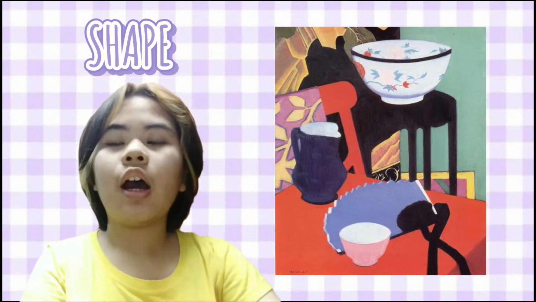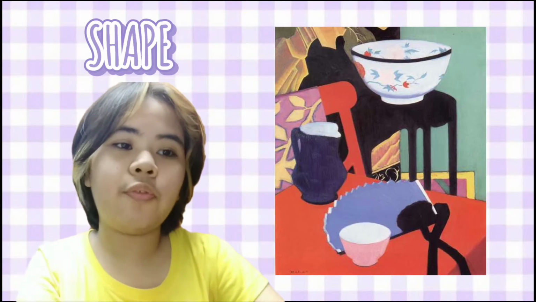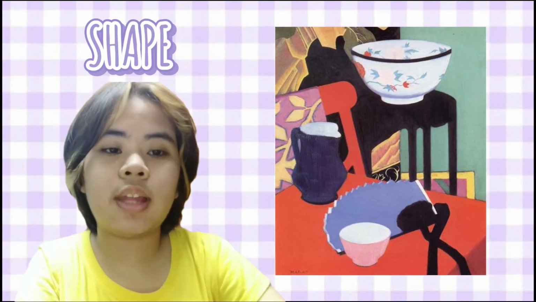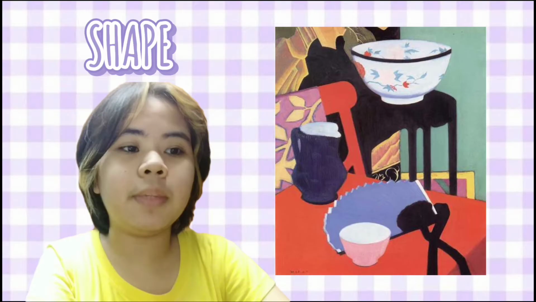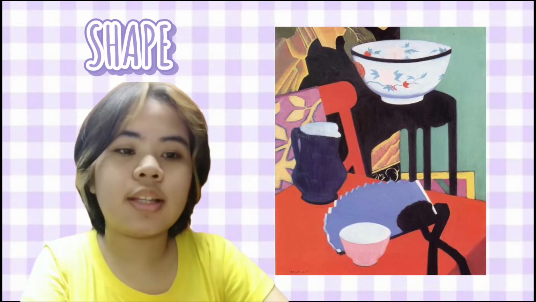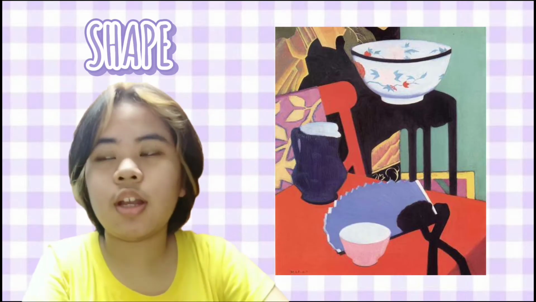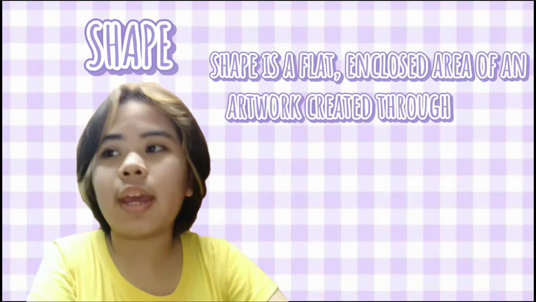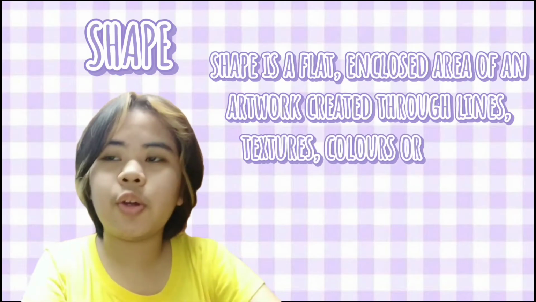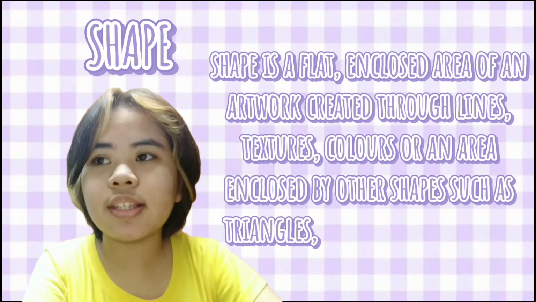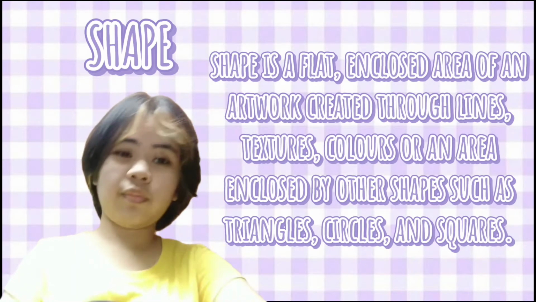Our world is composed of a variety of shapes, some of which, because of constant use, have gained permanent meanings. They can be used to simplify ideas classified according to the series. Shape is a flat enclosed area of an artwork created through lines, textures, colors, or an area enclosed by other shapes such as triangles, circles, and squares.